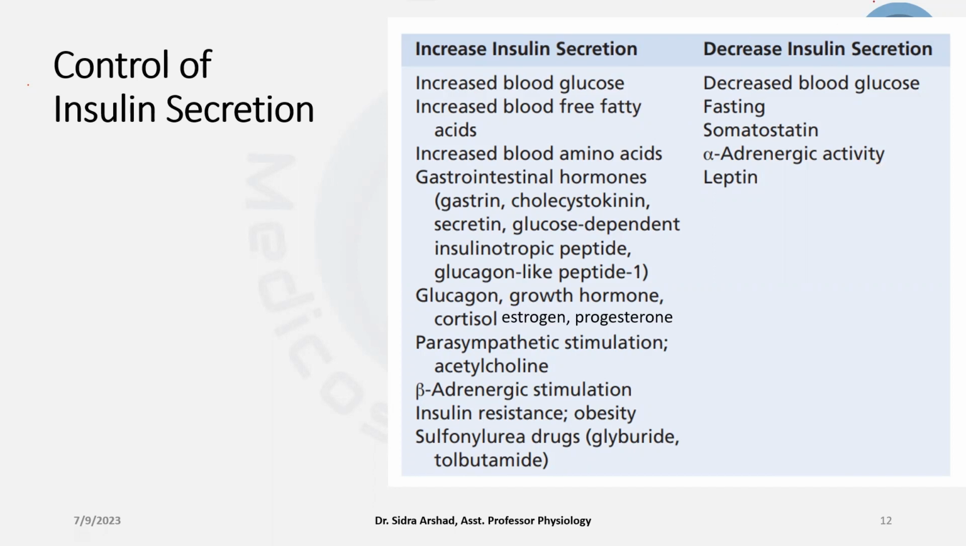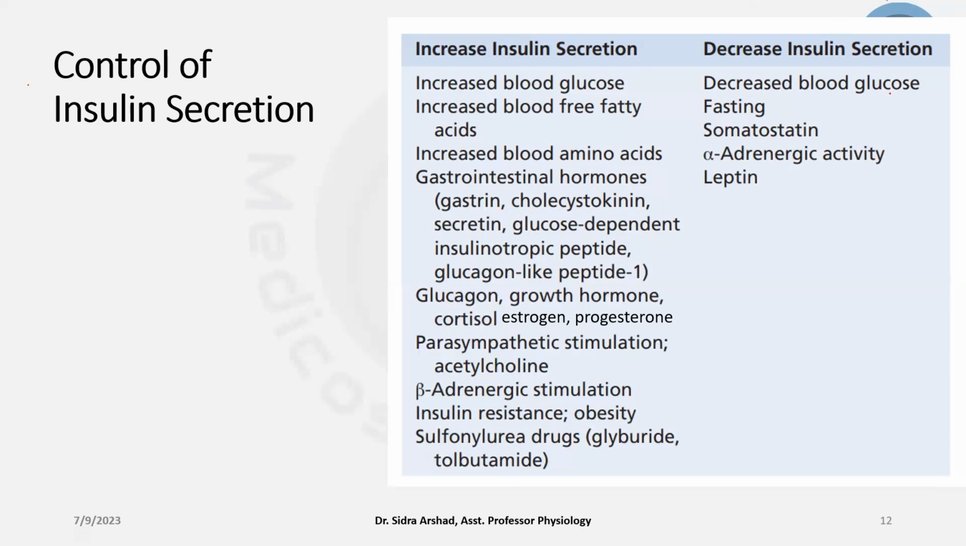Just as glucose, blood free fatty acids also stimulate the release of insulin. Blood amino acids can also stimulate the release of insulin, and there are certain gastrointestinal hormones which promote the release of insulin from the beta cells. These hormones are gastrin, cholecystokinin, secretin, glucose-dependent insulinotropic peptide, and glucagon-like peptide, which is also known as incretin.